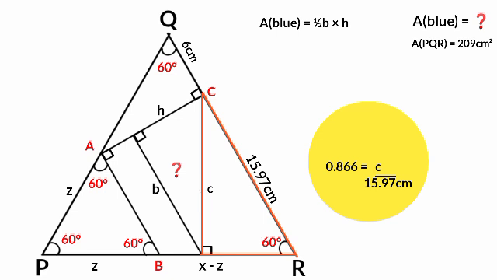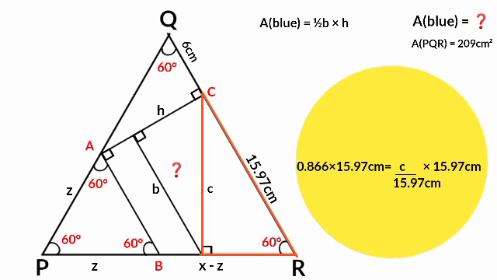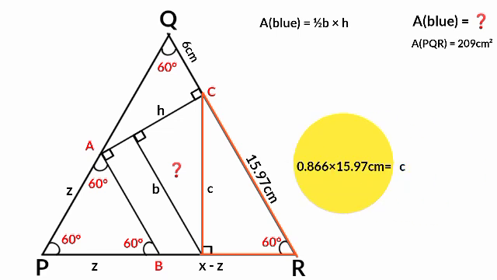Multiply both sides by 15.97 centimeters. Here 15.97 centimeters cancels 15.97 centimeters, while here 0.866 times 15.97 centimeters is 13.83 centimeters. So C equal to 13.83 centimeters. That is, the length of this side is 13.83 centimeters.